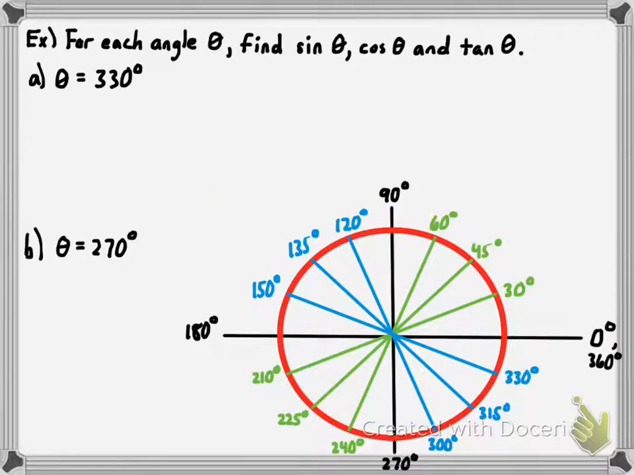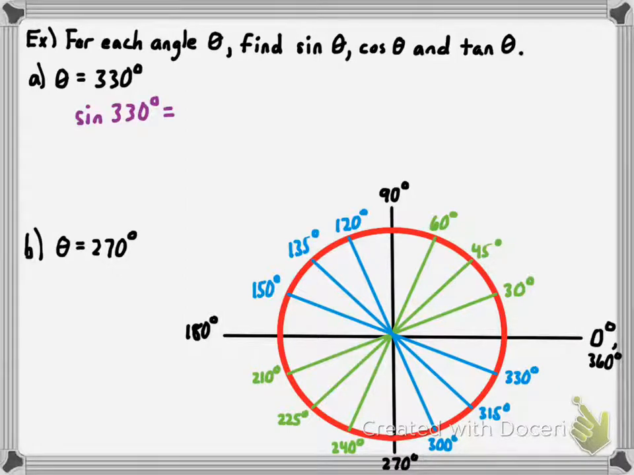Let's go ahead and see if we can find the sine and cosine and tangent of theta for angles that are between 180 and 360 degrees, and in the corresponding radian measures. Let's say I wanted to find the sine, cosine, and tangent of 330 degrees. Well, let's start with the sine of 330 degrees.